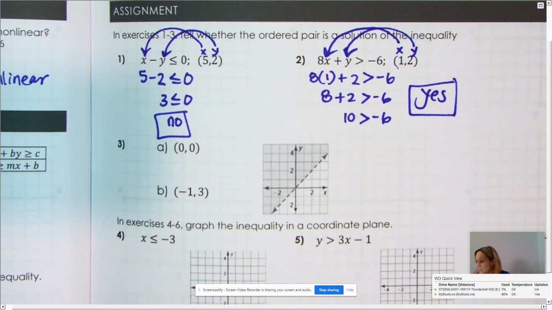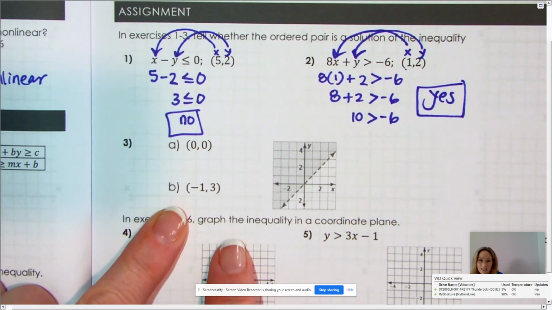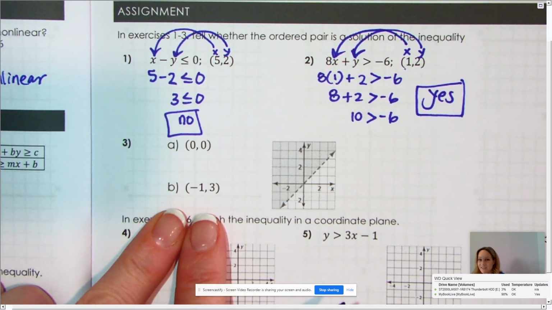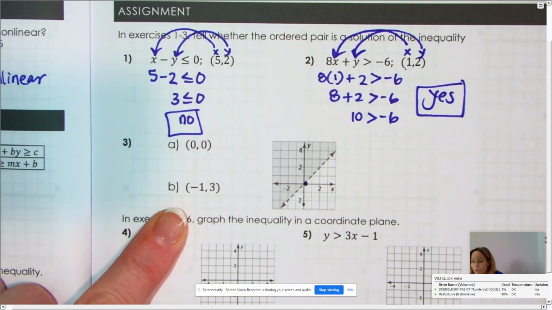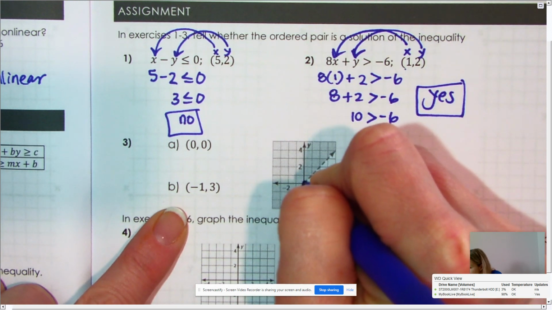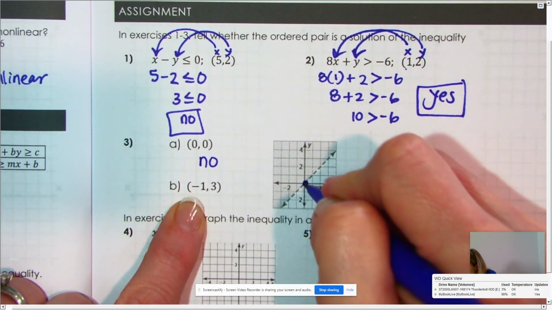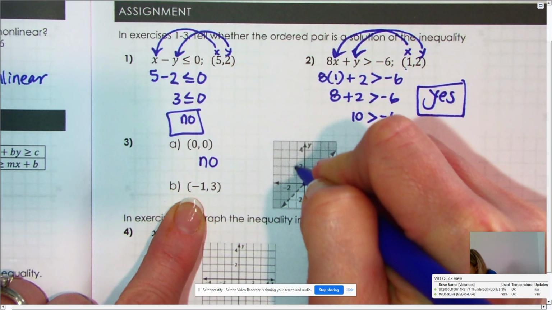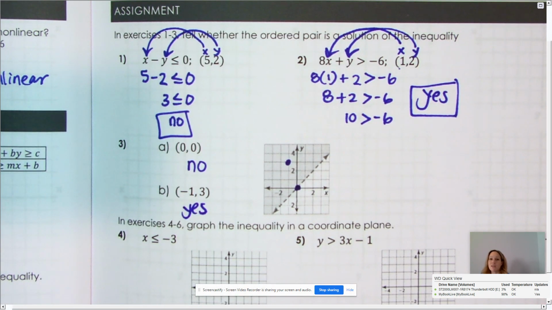Try number 3 on your own. This one just says, is it a solution? And hit pause and then check your answers. So you can always look at them first. Is 0, 0 a solution? Well, it's on that dotted line. If that were a solid line, it would be yes, but because it's on the dotted line, this one's going to be no. Okay, -1, 3. So I'm going to go -1 and then 1, 2, 3. That one would be yes, because it's in the shaded region. The shaded region represents all of our solutions.